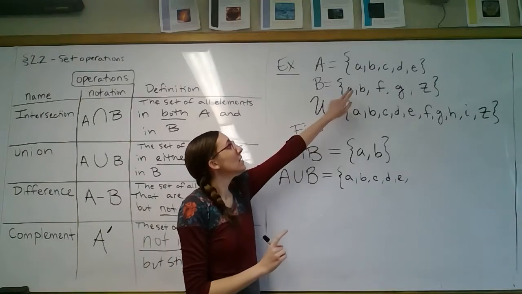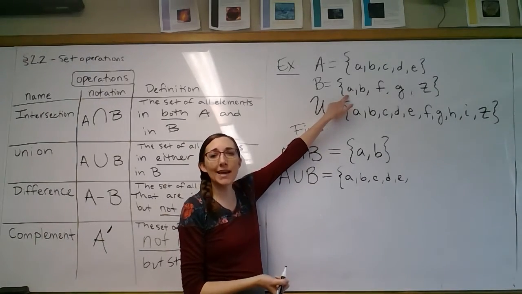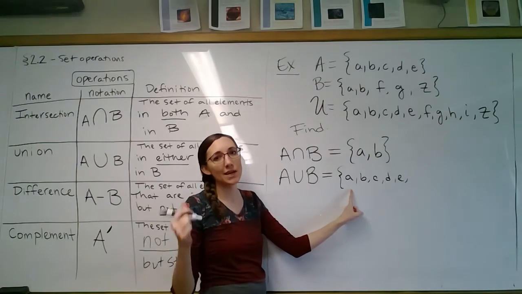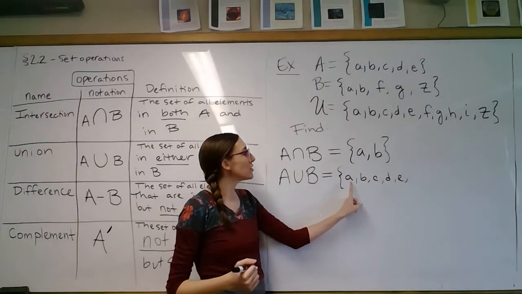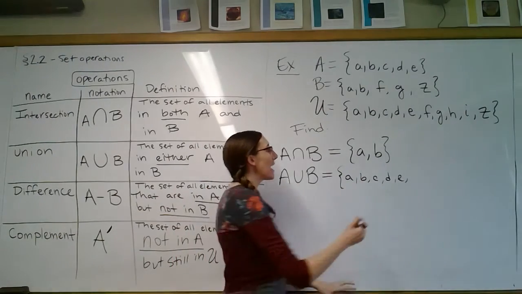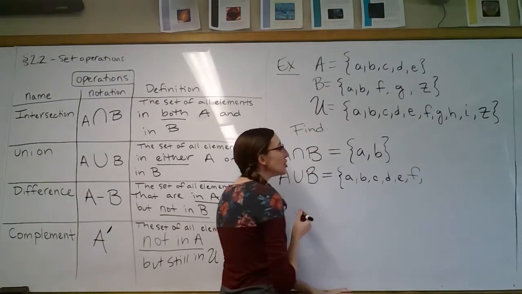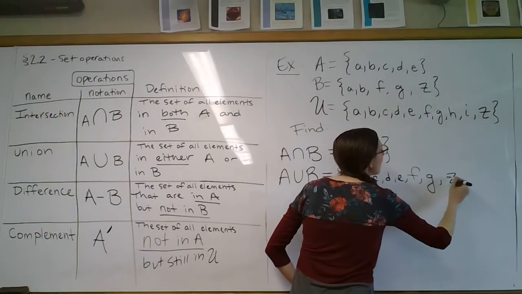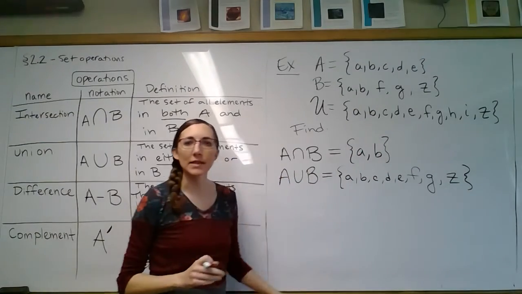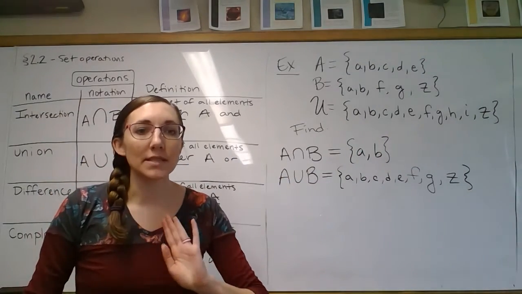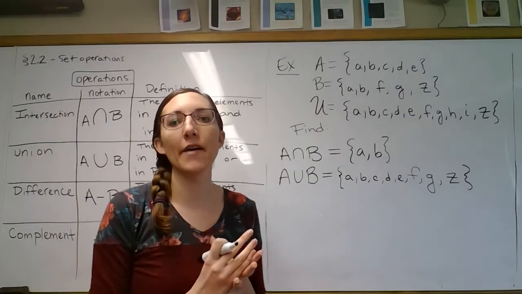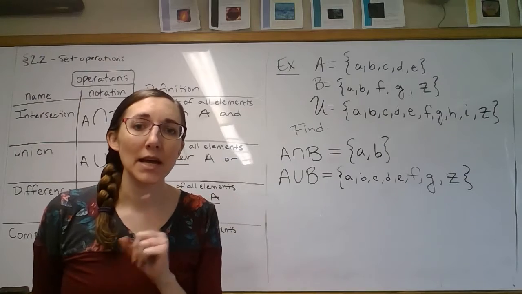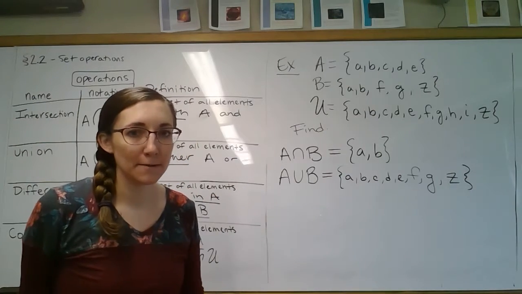Now notice, do I need to rewrite the element A again? Well, no, because it's already there. And remember, all that matters is, did we write it or did we not write it? So A is already there, B is already there, but F is new, G is new, and Z is new. And at that point, I've listed everything. So this is like a collection of anything that was in either of the two sets. Now they're all lumped together in one new set.